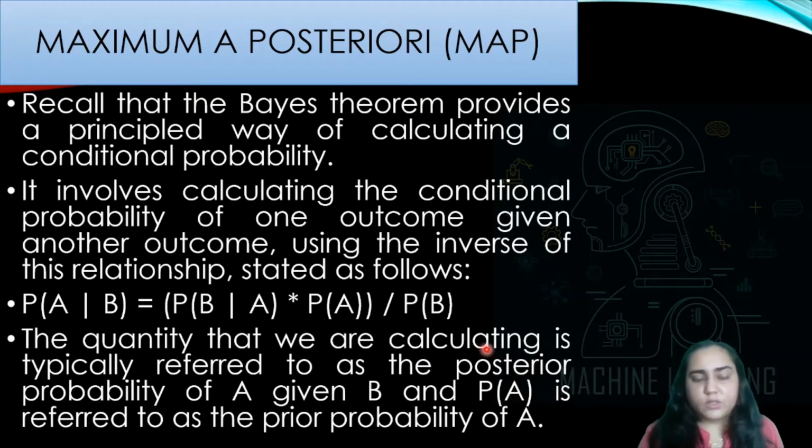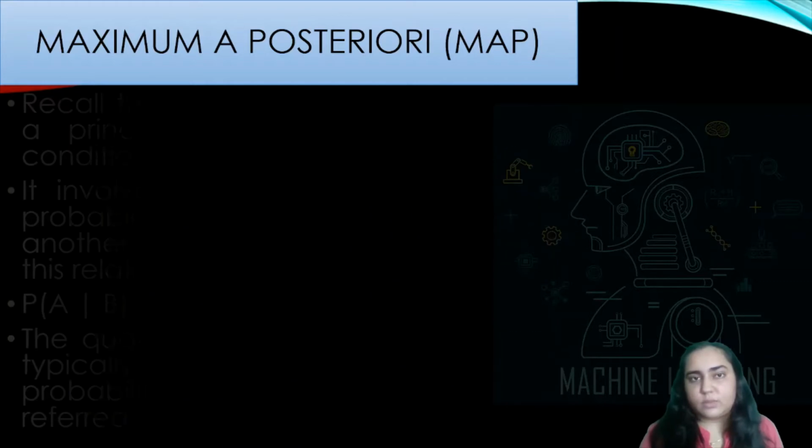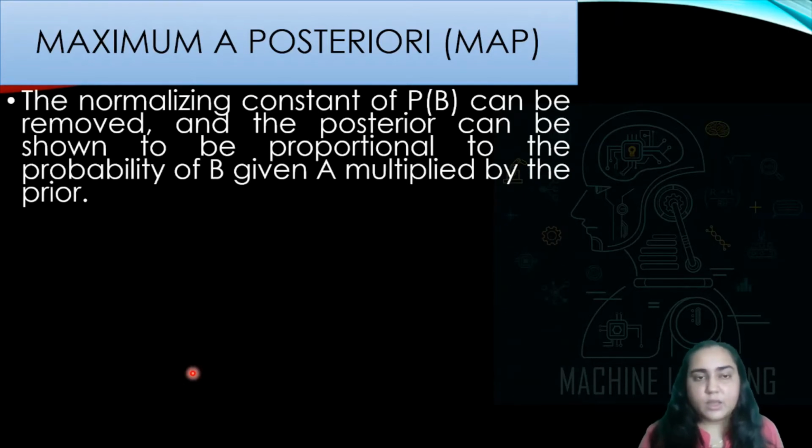And the quantity that we are calculating is typically referred to as the posterior probability, which is this, of A given B, and P of A is the prior probability of A. So P of A is the probability of A without knowing anything about B, but now that you know something about B, and B can affect A, you can find the posterior probability. We are going to see an example in a minute and you'll understand it better.